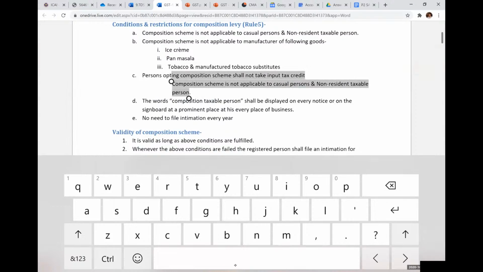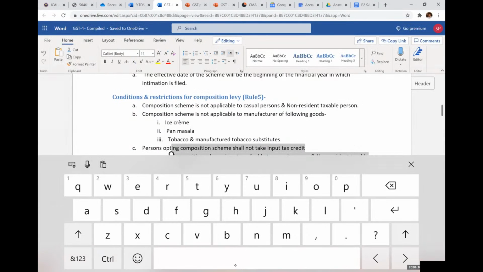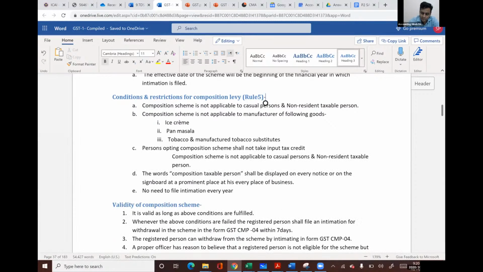Next. The words "composition taxable person" shall be displayed on every notice or on the signboard at a prominent place at his every place of business. If you see in any shop, you ask them, do you pay GST? Yeah, we pay GST. Then where is the board? You can ask them. It's the rule. They have to clearly say composition scheme dealer. They have to clearly mention that in the shop.